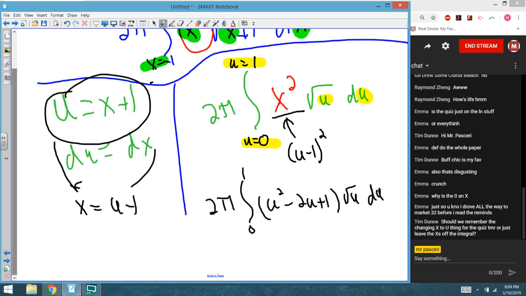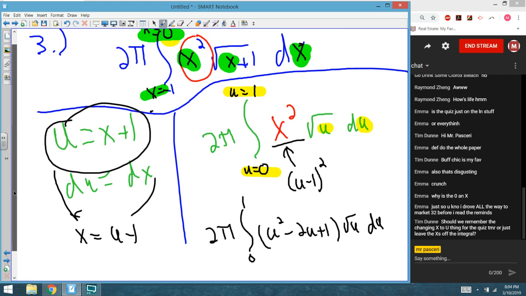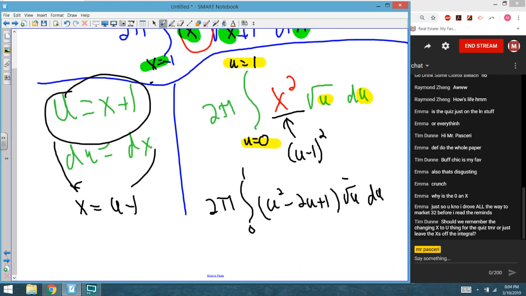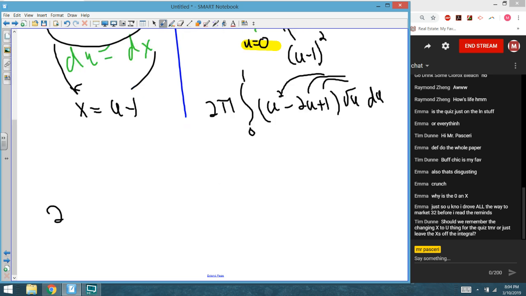So anyways, I've got this integral, and this doesn't look better. It really doesn't look better than what I started with, but it is better because you can just distribute this right here, and then you'll get a pretty decent integral. So I'm just going to work on this integral. It's not too bad. 2 pi.